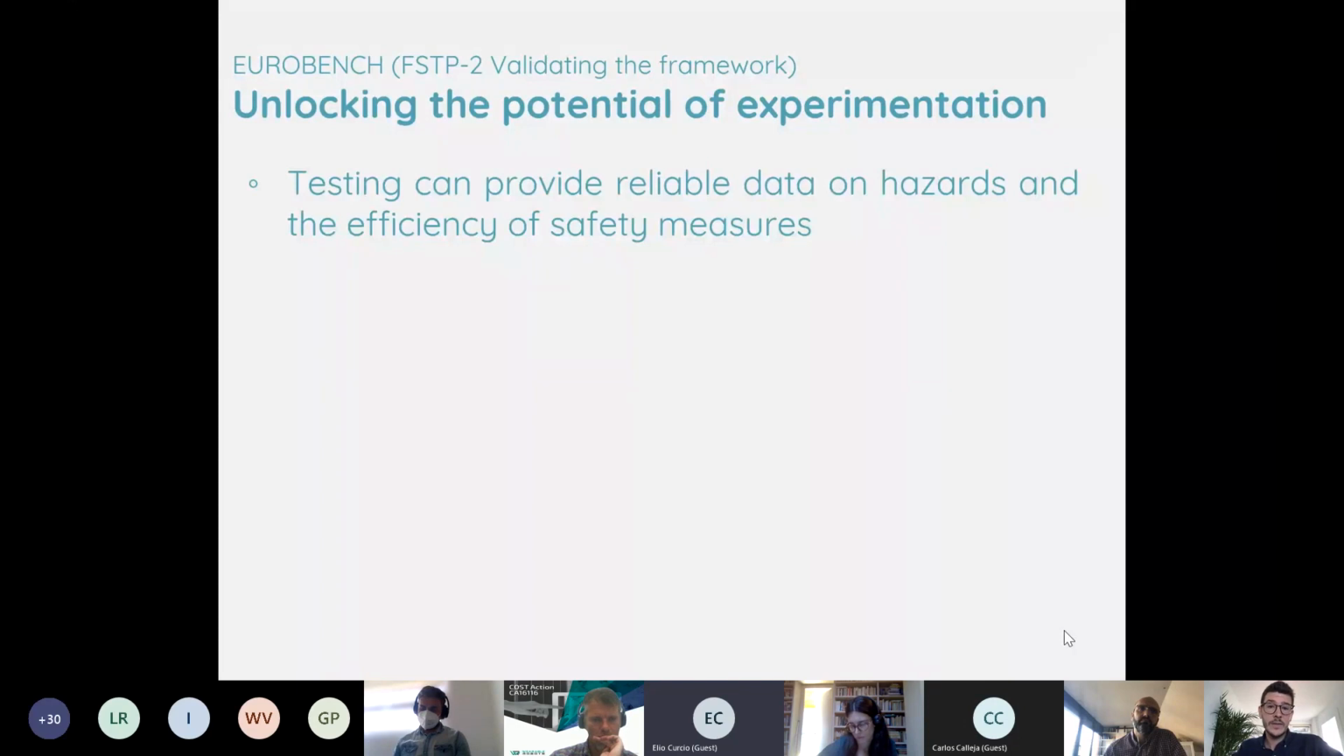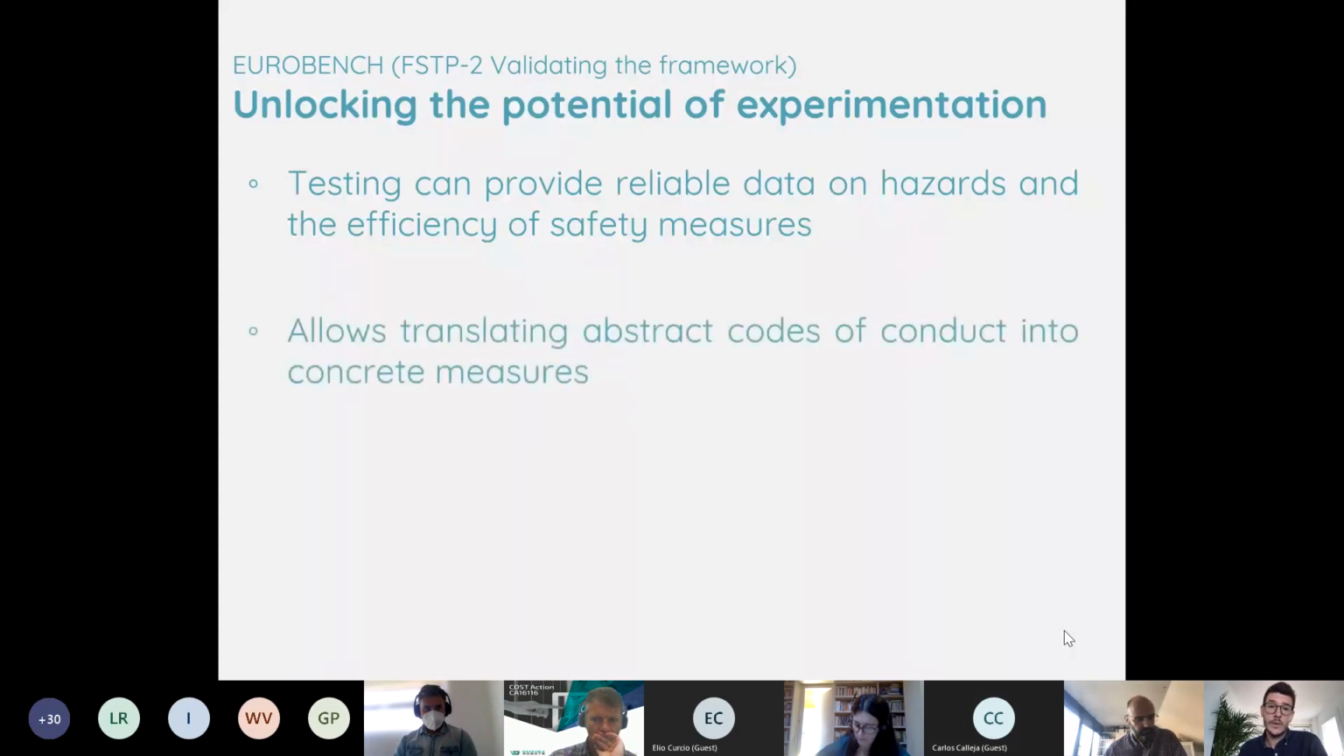Crucially, however, it allows translating abstract codes of conduct into concrete measures. And our research in previous projects, like the Liaison project, pointed out the difficulties of operationalizing abstract standards into concrete guidance. And not rarely, developers do not know how to turn a standard into a design decision. And furthermore, testing methods, at least for personal care robots, are not that well known in terms of how to apply them in concrete cases. So experimentation may provide that bridge in generating data on what works and what does not work. And it may bring both developers and policymakers closer.